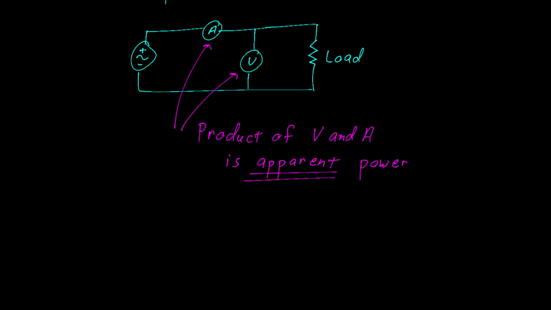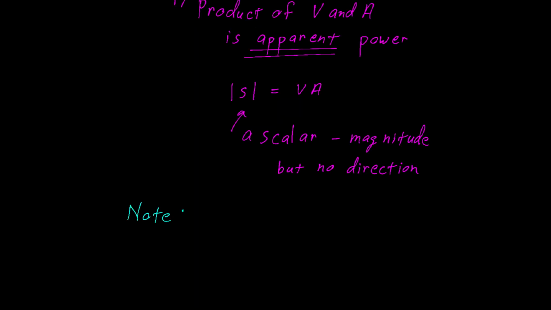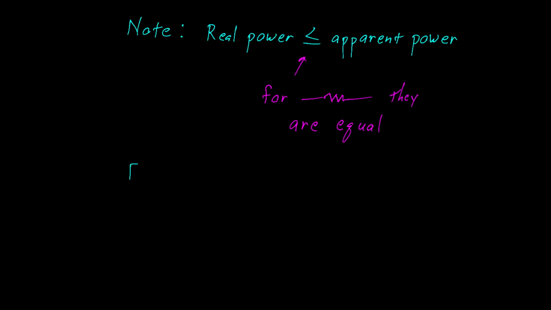We're going to use the symbol S for apparent power. And here we see that the magnitude of the vector S is the product of voltage and current. Again, this is a scalar. A scalar has magnitude but no direction. But something you must remember is that real power will be less than or equal to apparent power. If you have a pure resistive circuit, they will be equal. If you have anything else, like an RC or an RL circuit, real power will be less than apparent power.